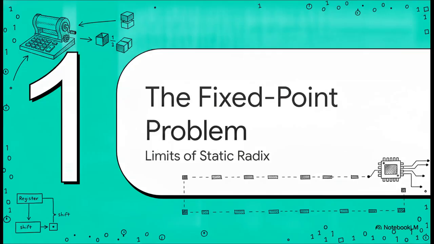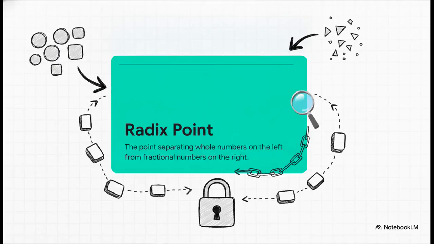All right, let's kick things off with part one, the fixed point problem. To really appreciate the genius of modern computer arithmetic, we've got to look back at early digital math. And at the absolute center of this is something called the radix point. Now, in our everyday base 10 math, you probably just know this as the decimal point. But in the broader world of number systems, radix point is the universal term. It's basically the anchor. Numerals to the left are your whole numbers, and numerals to the right are your fractions.